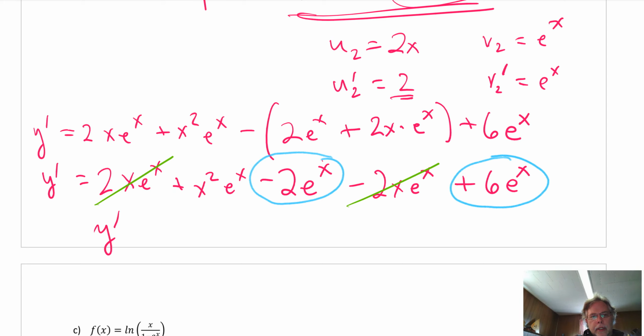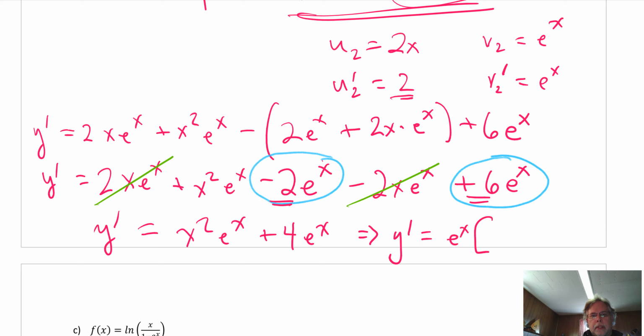And then the 2x e to the x's go away, and we get y prime equals x squared e to the x. Negative 2 plus 6 is plus 4 e to the x. Or y prime is equal to e to the x, factored out, times x squared plus 4.